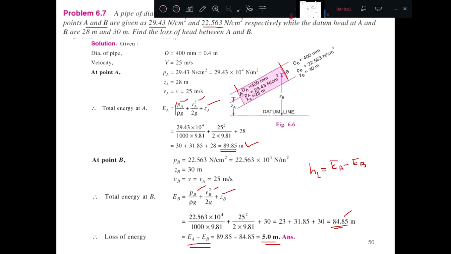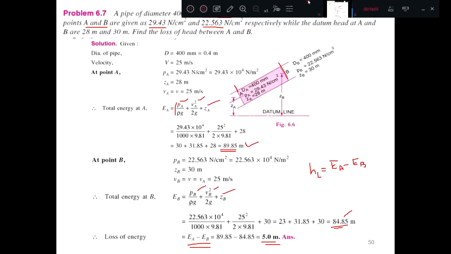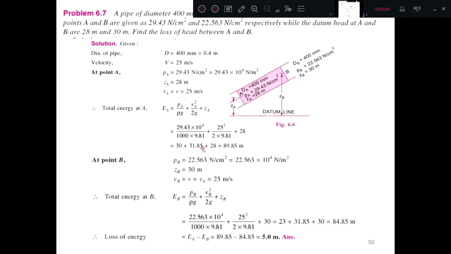Okay, so this is the answer we get with Bernoulli's equation for real fluids. That is energy at A minus energy at B. We get the difference in energy as 5 meter, that is HL equals EA minus EB, which is 5 meter. This is the energy loss.